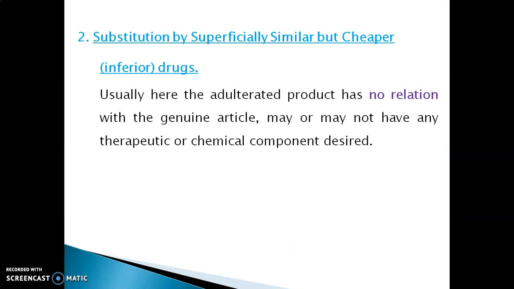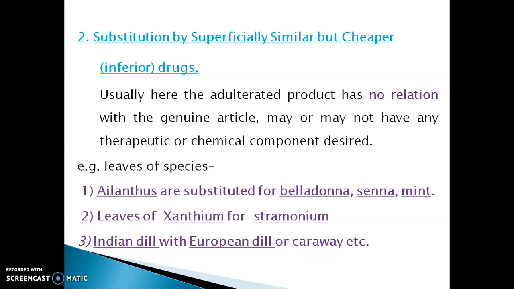Then the second method, that is substitution by superficially similar but cheaper, that is inferior drug. Usually here the adulterated product has no relation with the genuine article, and may or may not have any therapeutic or chemical component desired. For example, Ailanthus is substituted for Belladonna, senna with mint, leaves of Xanthium for Stramonium, Indian dill substituted with European dill or caraway.